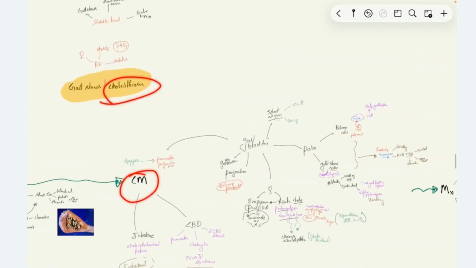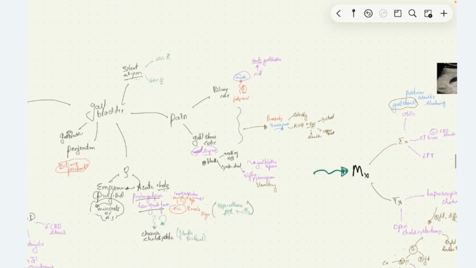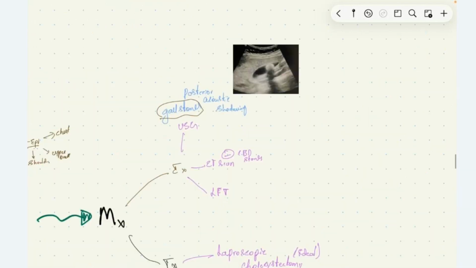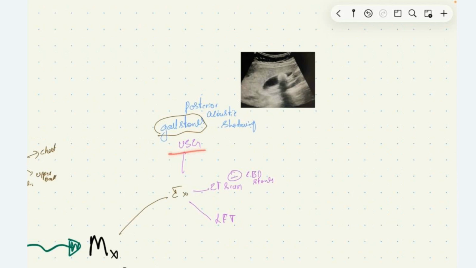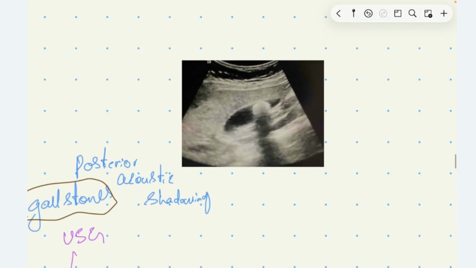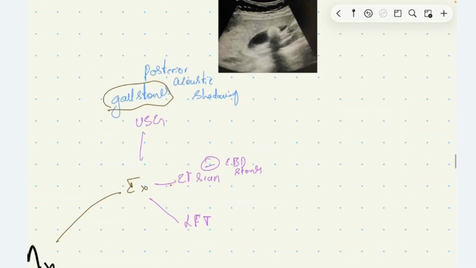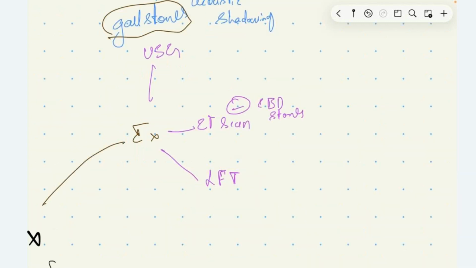Then we have the management of this condition. Investigations: we have USG. On doing ultrasound, the gallstones are seen with posterior acoustic shadowing. You can see here the posterior acoustic shadowing. Then we do a CT scan to rule out common bile duct stones, and liver function tests. The AST and ALT levels will be increased in case of obstructive jaundice.